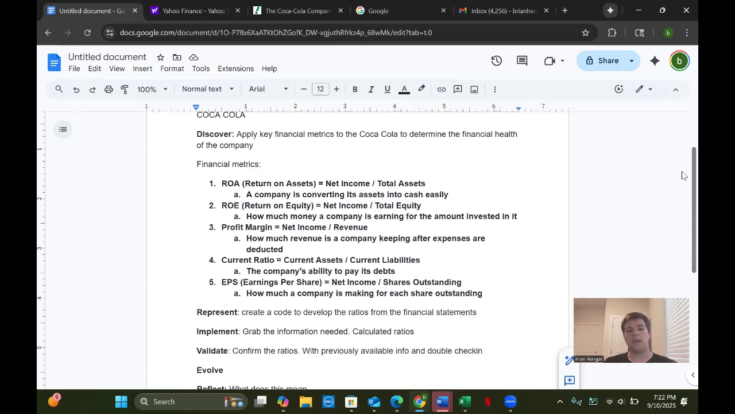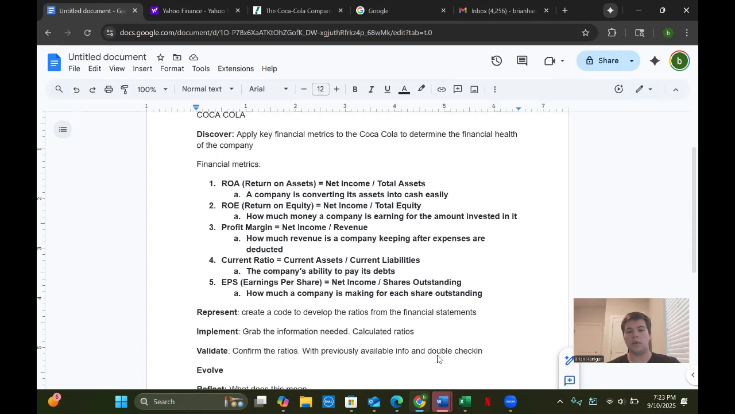Next, we are going to be looking at the current ratio, which is current assets divided by current liabilities. This demonstrates the company's ability to repay its debts, its current obligations. So if the company has more assets than liabilities, that's a good sign long term. And finally, we're going to be checking out earnings per share, which is net income divided by shares outstanding. This shows how much a company is making for each outstanding share.